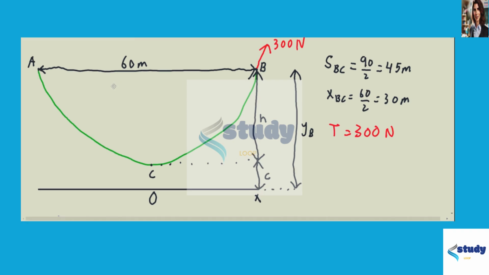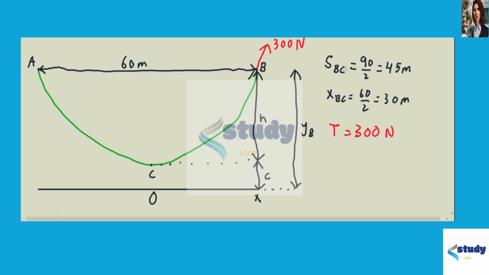We need to find the sag of this wire from point A to point B, which is labeled in our diagram as this length h. And we also need to find the mass of this cable, which we can find by first finding the weight per unit length of that cable. So before we start the problem, we need to find these unknown values.